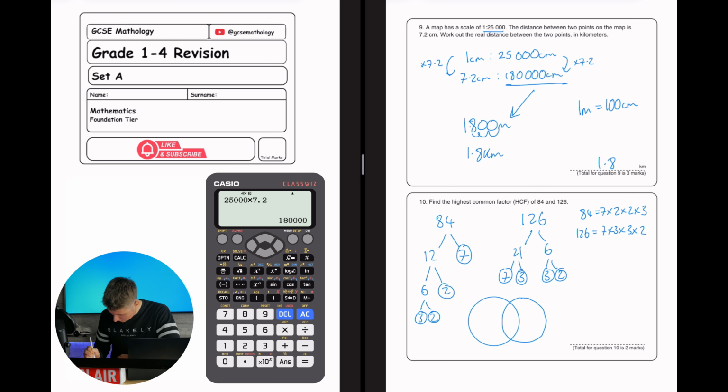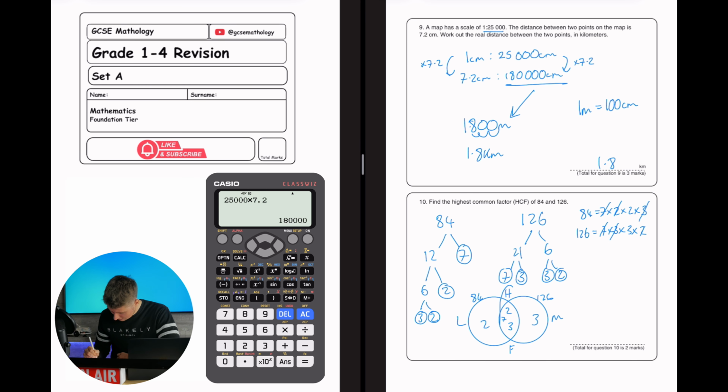diagram where the highest common factor is everything in the middle multiplied together, and the LCM is everything in the Venn diagram multiplied together. So we're going to fill in this Venn diagram. We've got a 2 in both, we've got a 3 in both, and then we've got a 7 in both. In the 84 side, we've got a 2, and in the 126 side, we've got a 3.